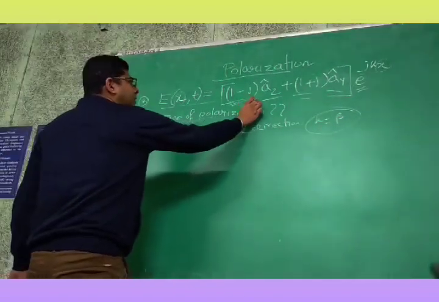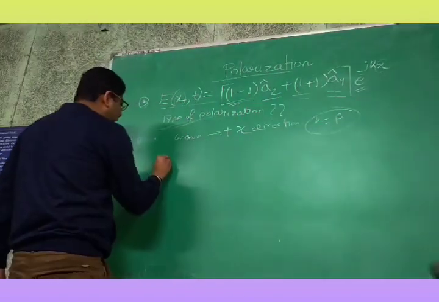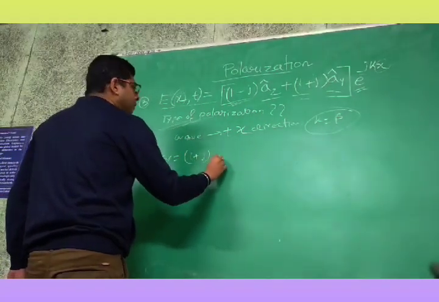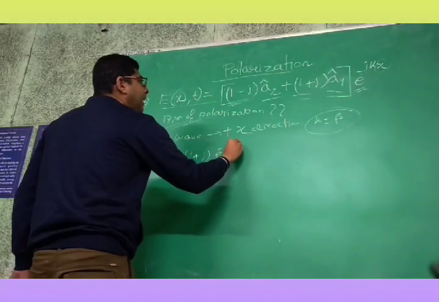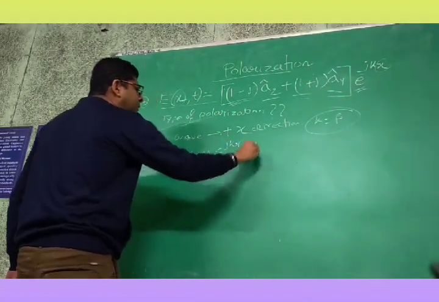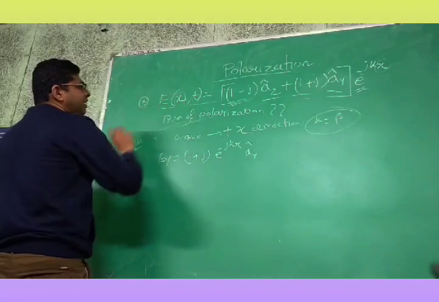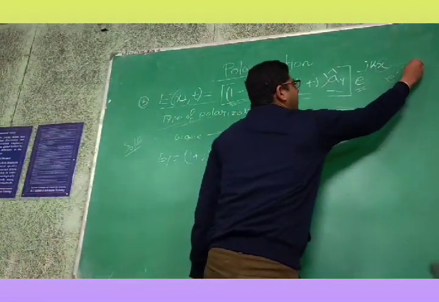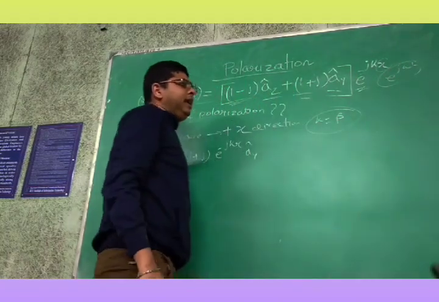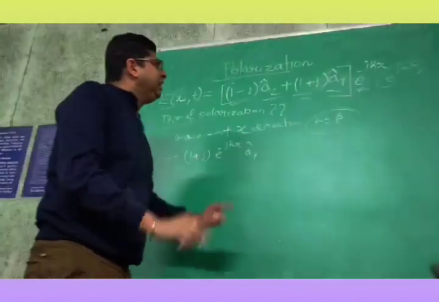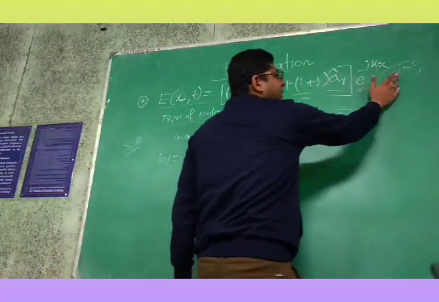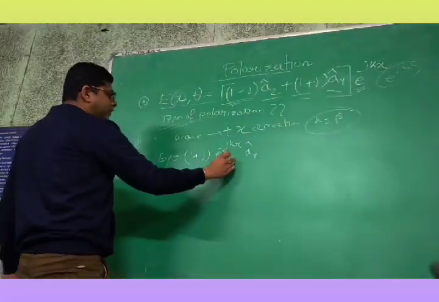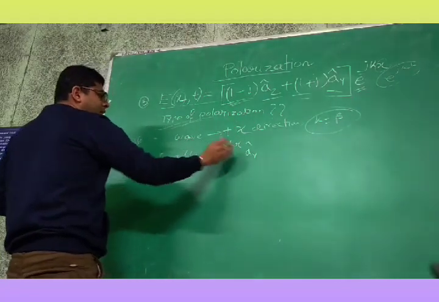So the z component is this, this is the y component. So y component is 1 plus j e to the power minus jkx ay cap. Remember one thing, though they have written t here, that means there will be some j omega t term multiplied. They haven't given that, but it is implicit that there will be an e to the power j omega t, which is varying with time. So you can add e to the power j omega t term here.